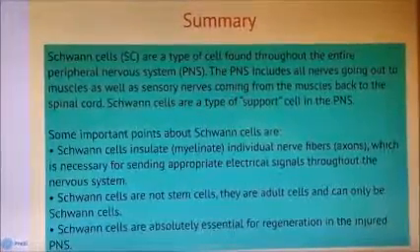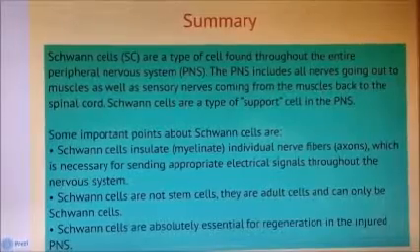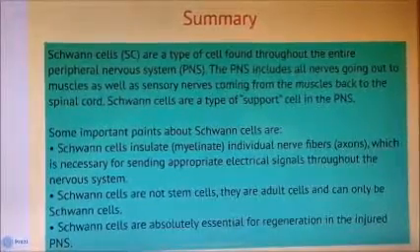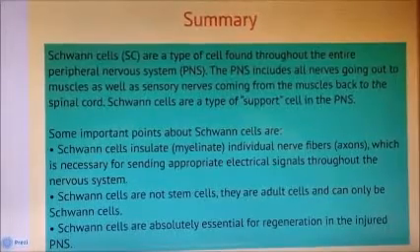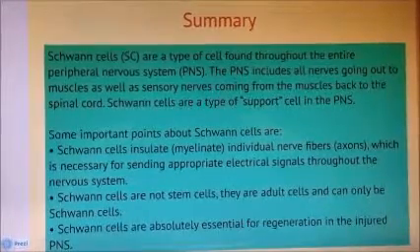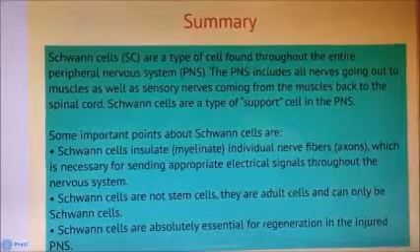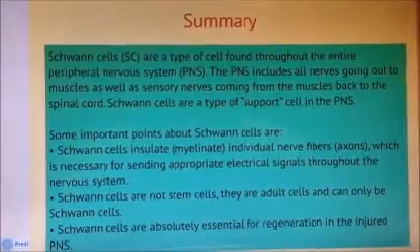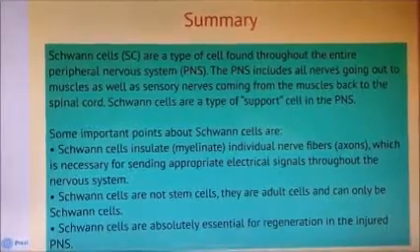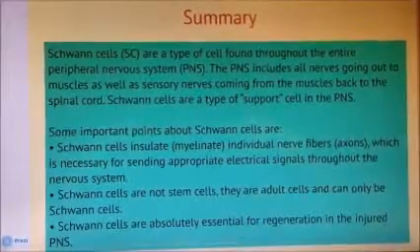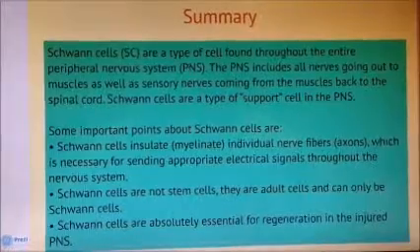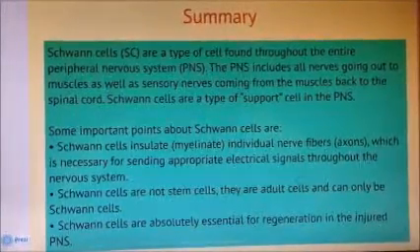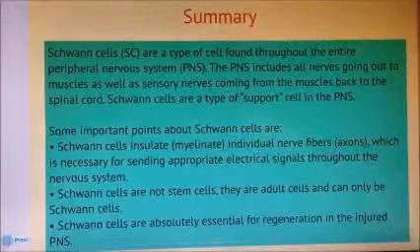Summary. The Schwann cells are a type of cell throughout the entire peripheral nervous system. This system includes all nerves going out to muscles as well as sensory nerves coming from the muscles back to the spinal cord. Schwann cells are a type of support cell in this system. Some important points about Schwann cells are: Schwann cells insulate individual nerve fibers, which is necessary for sending appropriate electrical signals throughout the nervous system.